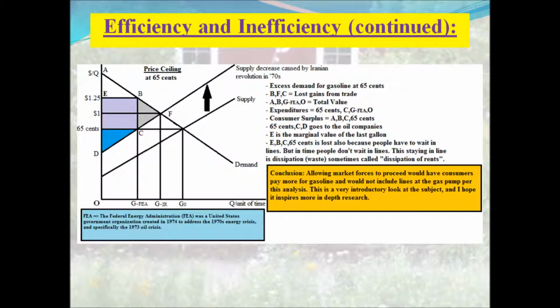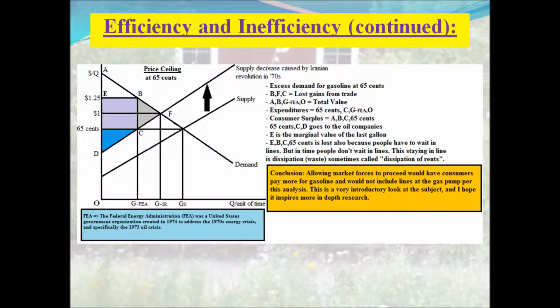But at that time, the government agency, the Federal Energy Administration specifically, which was a United States government organization created in 1974 to address the 1970s energy crisis, and specifically the 1973 oil crisis, decided that we would keep prices at 65 cents.